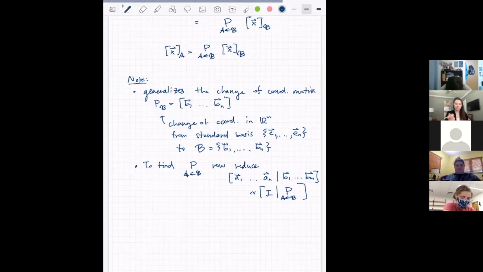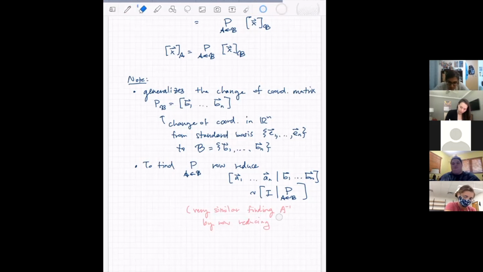Right, so to find this, we row reduce like this, and this is very similar to finding A inverse by row reducing A augmented with the identity matrix.